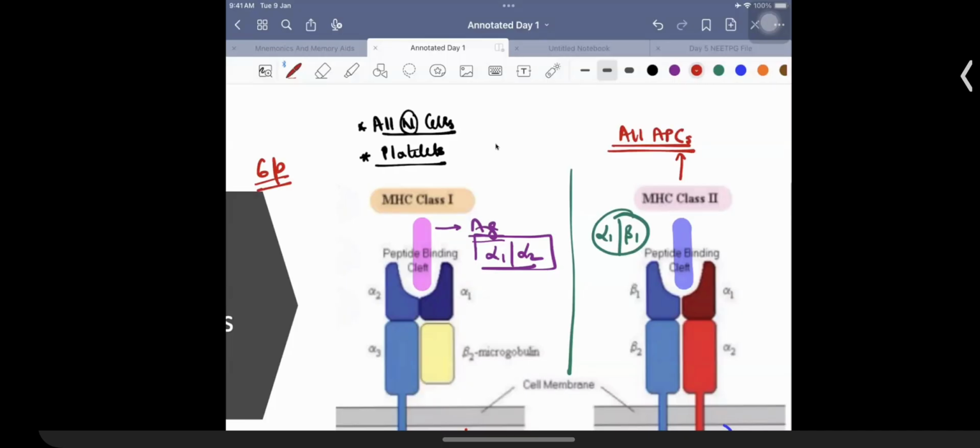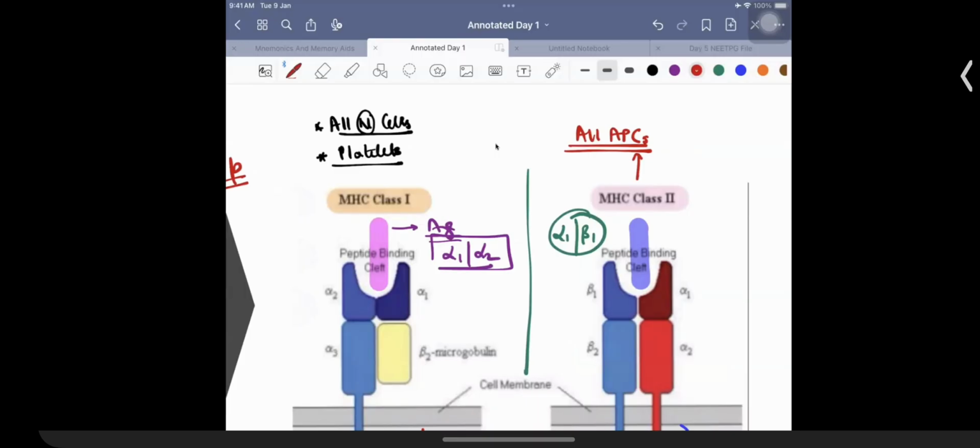It is present on all the antigen presenting cells. Physiology fact: which of the following antigen presenting cells is the most important? The most important antigen presenting cell that we need to remember is the dendritic cell, especially the dendritic cell present in the skin. Dendritic cell in the skin is given the name of Langerhans cell.